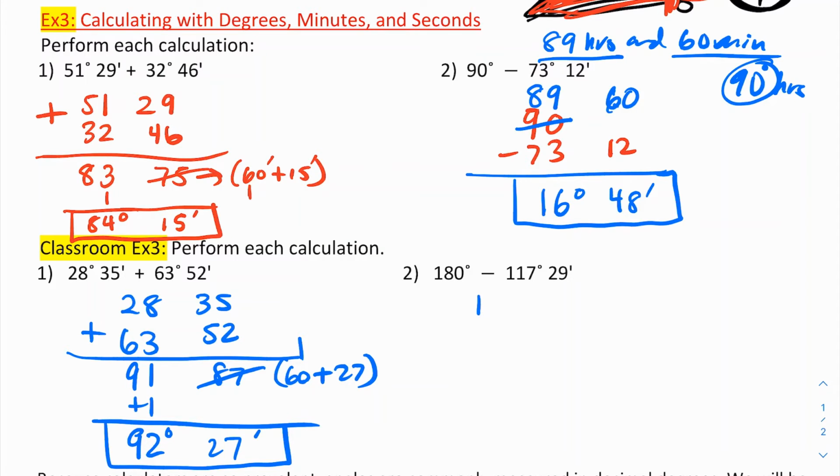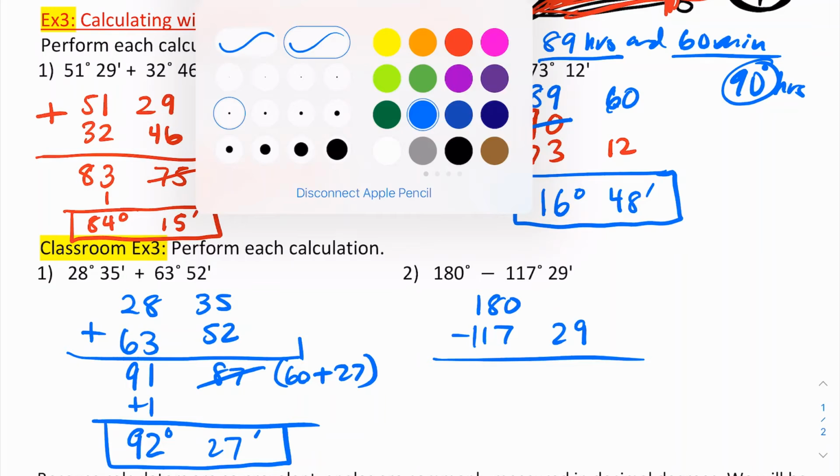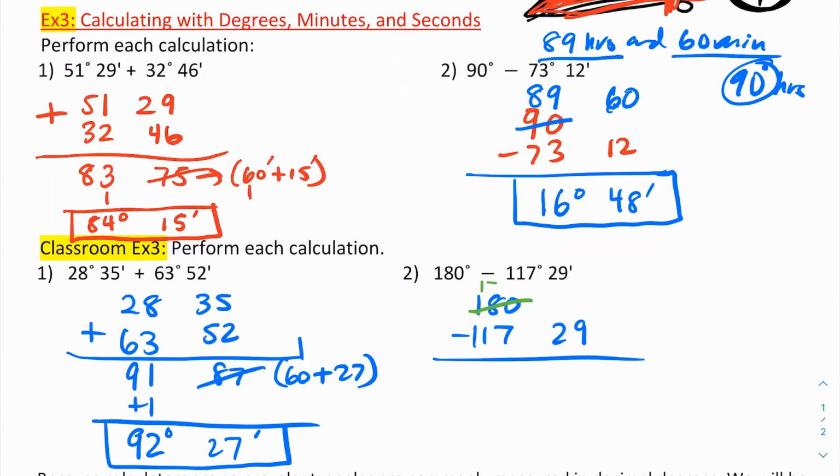The next one, we have 180 minus 117:29. So I'm going to borrow from the 180 and make that 179 and borrow that 1 hour, which is 60 minutes. And so when I subtract that, I will get 62 degrees and 31 minutes.